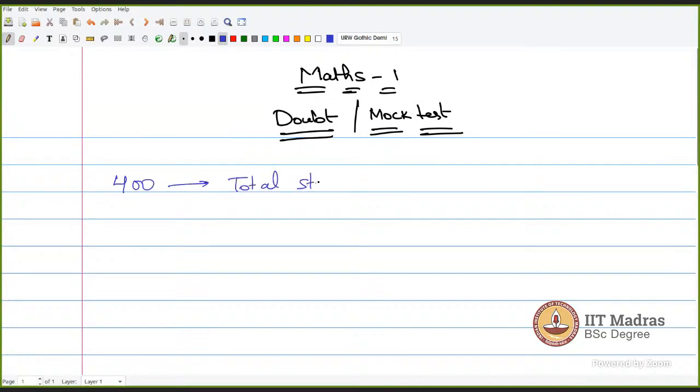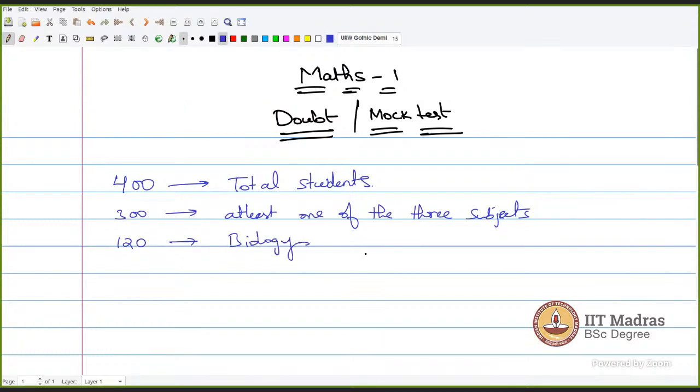So 400 total students, right? And it is given that 300 opt for at least one of the three subjects. 120 for biology, 150 for chemistry, 200 for maths, and 30 opt for all the three, the intersection.